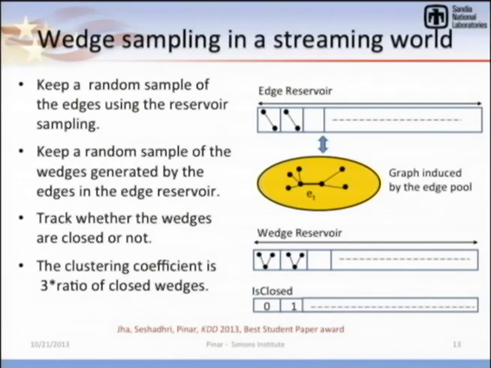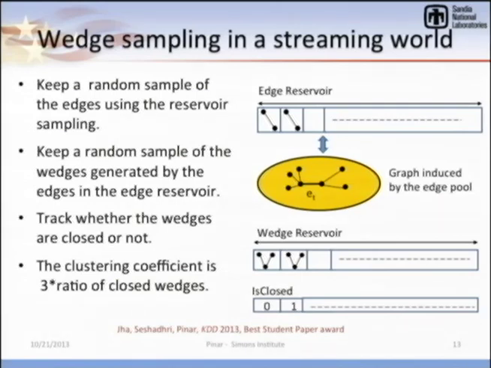And then for each edge coming, does it close any of the wedges? So I check that. And if any of the wedges are closed, I put a 1. If it's not closed, I put a 0. And in the end, there is still a problem. To compute the clustering coefficient, I compute 3 times the ratio of closed wedges. So the multiplication by 3, that's the unbiasing factor. I'll come back to that.